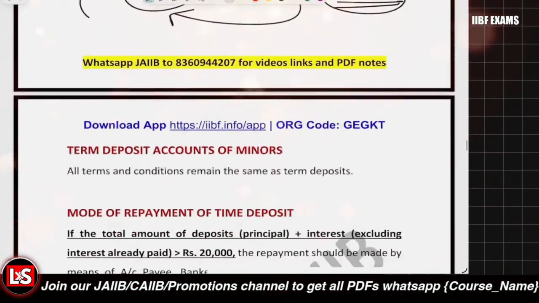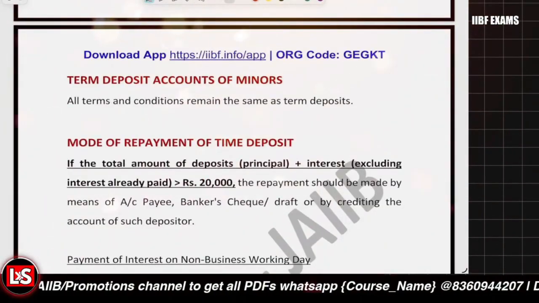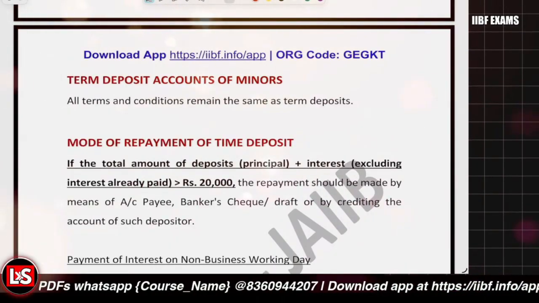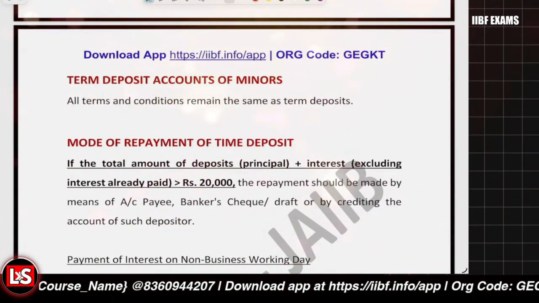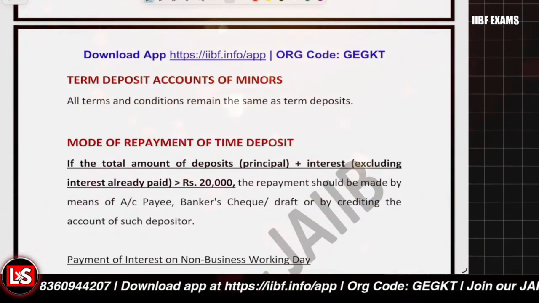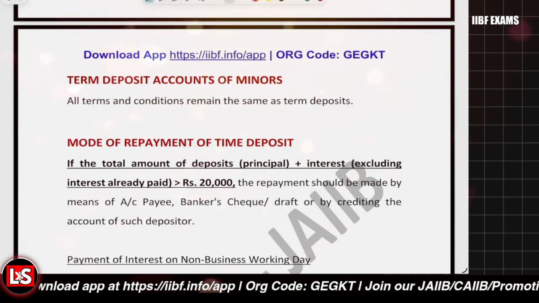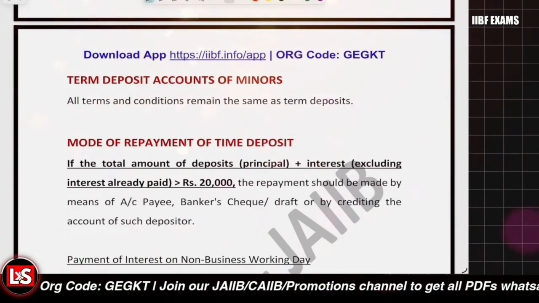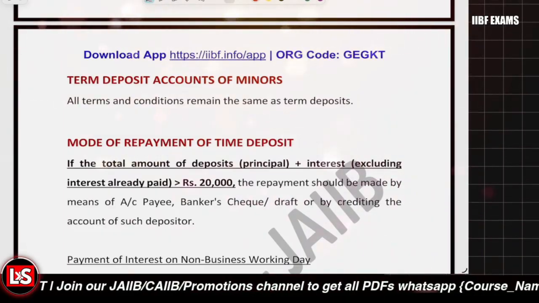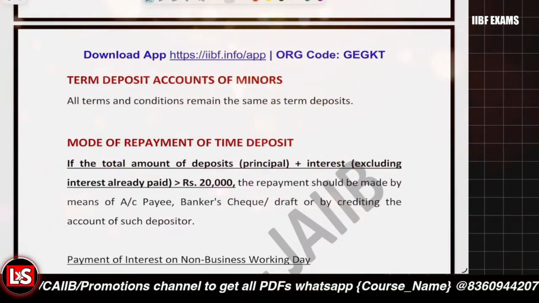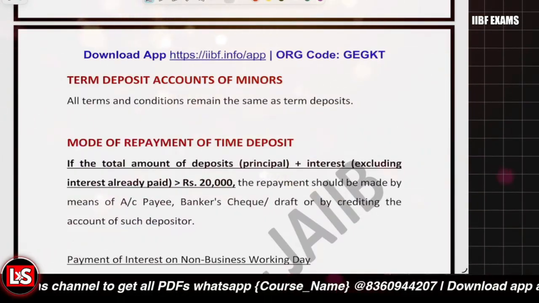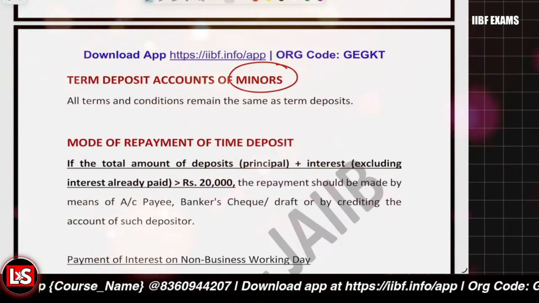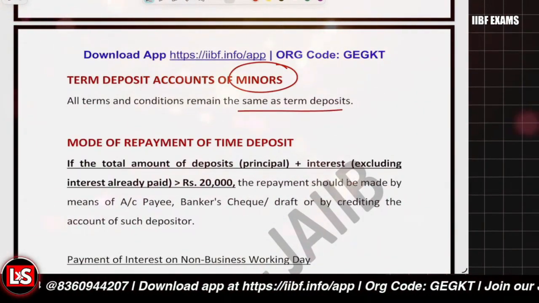Then it's related to the term deposit accounts of the minor. The rules and regulations are all the same in case of term deposit accounts of the minor. There are no issues related to it. Minors are basically allowed to open a term deposit account, even a self-operated account, if allowed by the banks. The same terms and conditions will be applicable here.